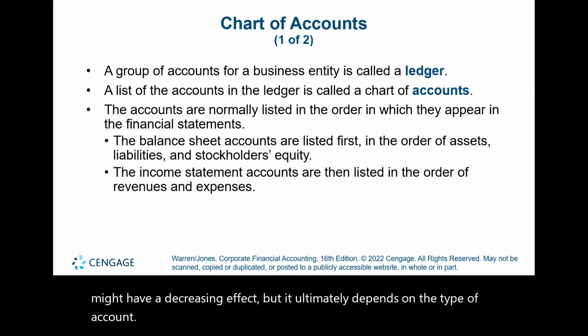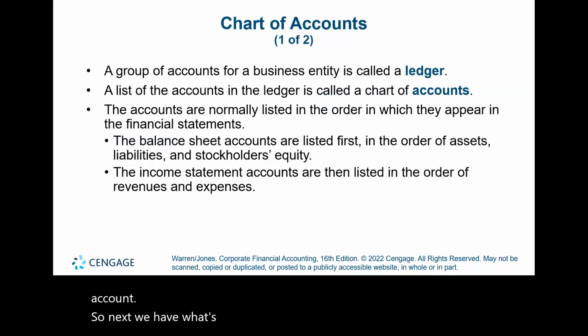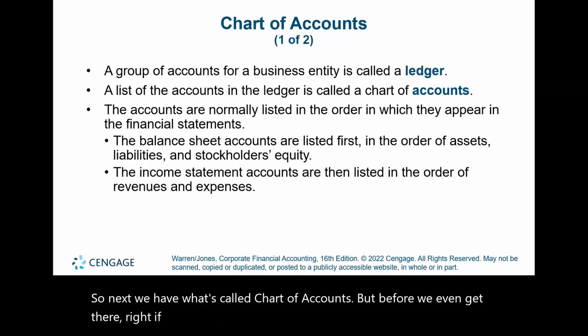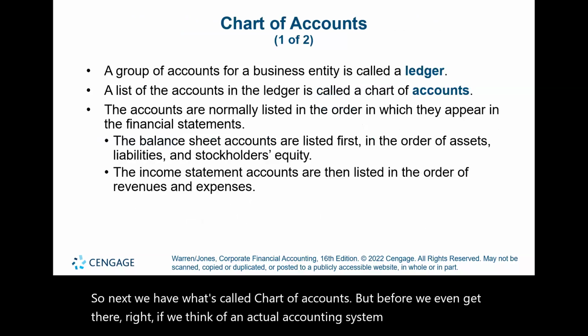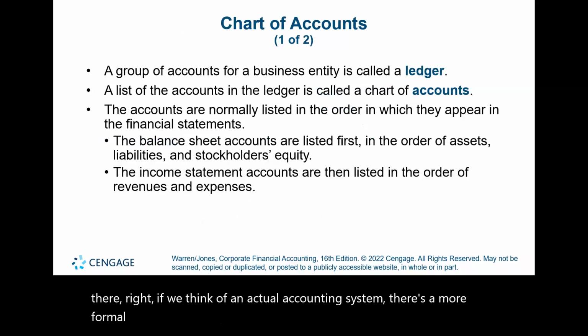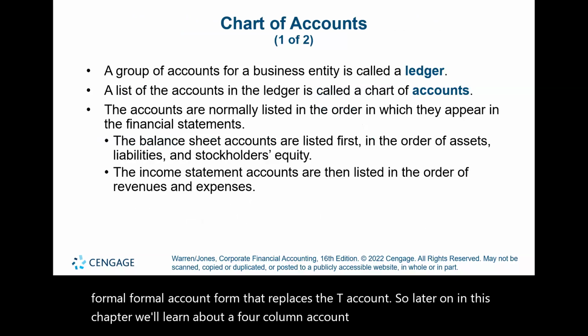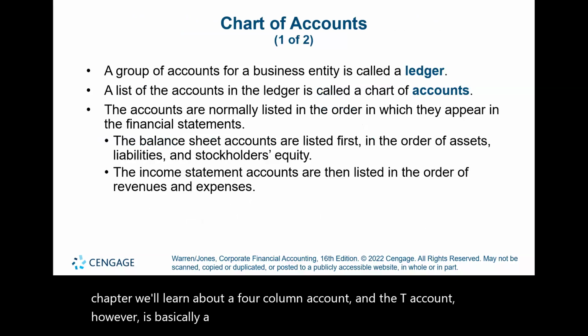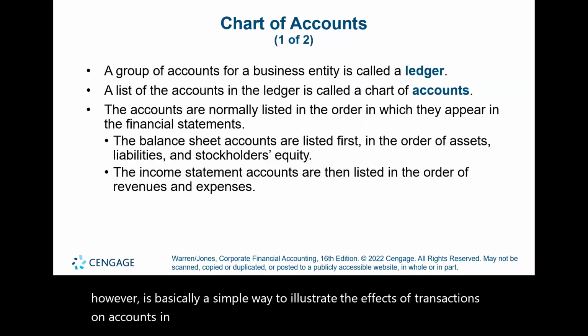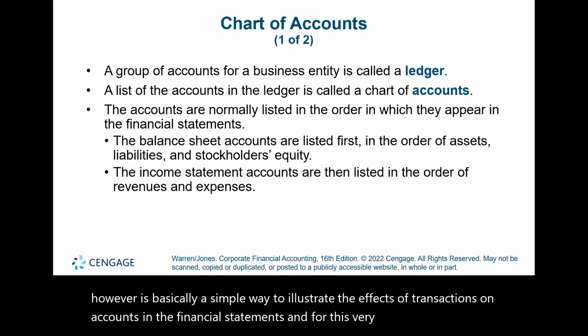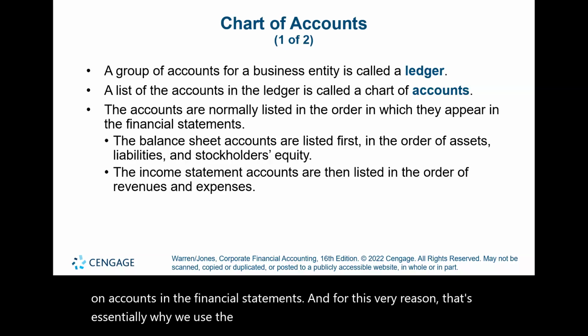So next we have what's called the chart of accounts. But before we even get there, if we think of an actual accounting system, there's a more formal account form that replaces the T account. Later on in this chapter, we'll learn about a 4-column account. The T account, however, is basically a simple way to illustrate the effects of transactions on accounts in the financial statements.